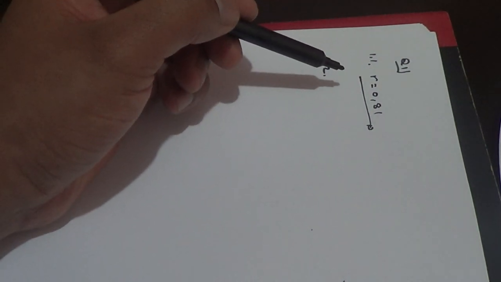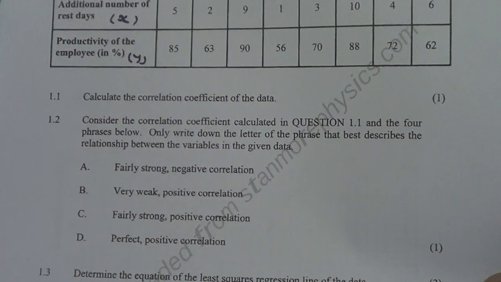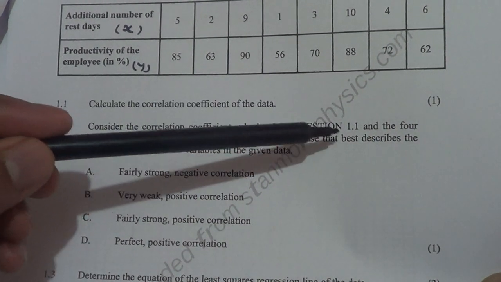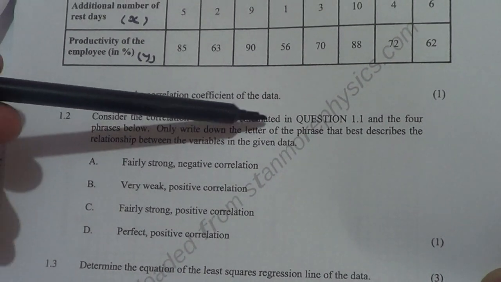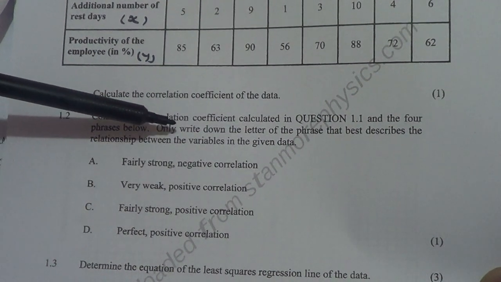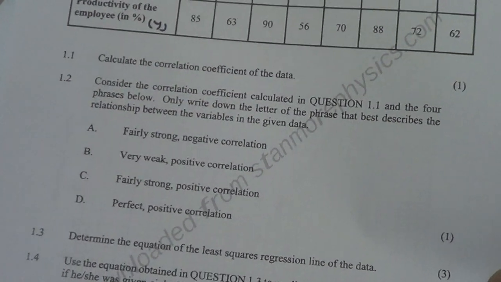Now it says, consider the correlation coefficient calculated in question 1.1 and the four phrases below. Only write down the letter of the phrase that best describes the relationship between the variables in the given data.